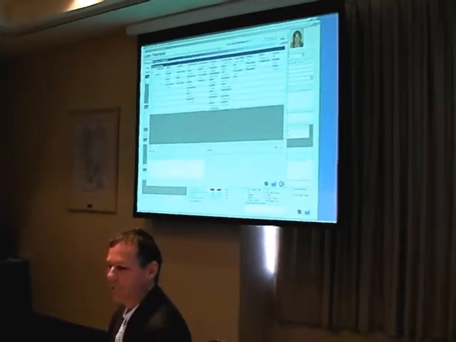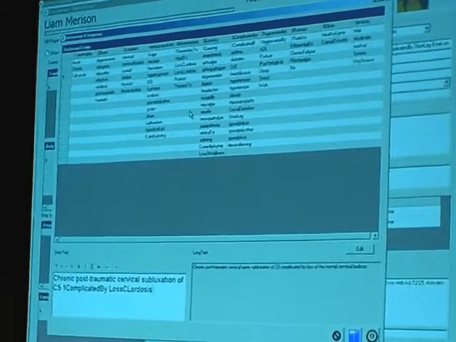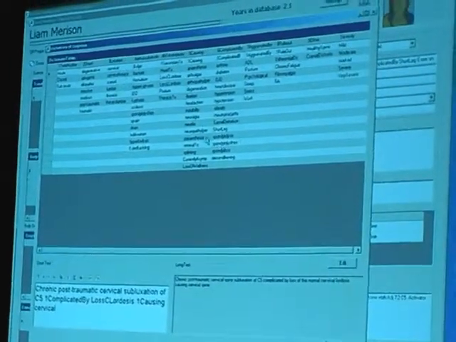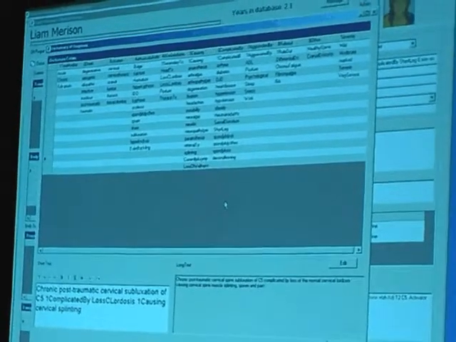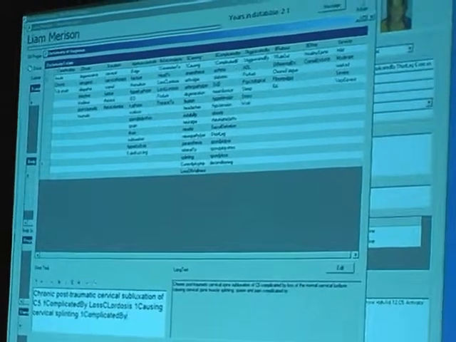So let's say that I determine that he has chronic post-traumatic cervical subluxation of C5, complicated by loss of the cervical lordosis, causing cervical spine muscle spasm, splinting and pain, complicated by thoracic hyperkyphosis.